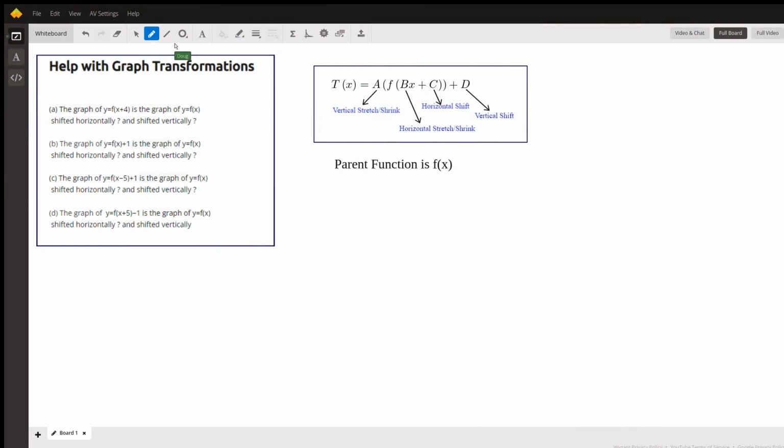Okay, so some help has been requested for what it means to graph transformations of a parent function. It looks like these choices A, B, C, and D focus on these letters right here, C and D. We'll worry about A and B later.